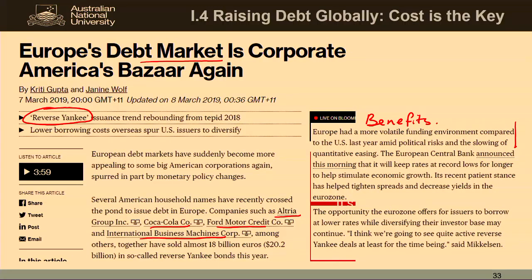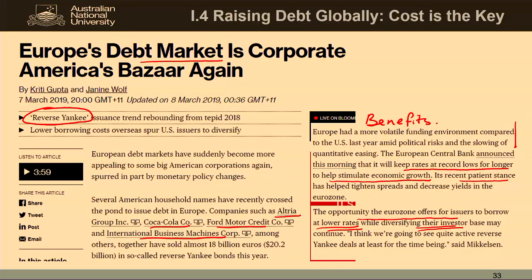But this year, the ECB announced this morning that it will keep interest rates at record lows for longer to help stimulate economic growth. Therefore, the patient stance has helped tighten spreads and made the European bond market much more appealing. The opportunity in the Eurozone allows issuers to borrow at lower rates while diversifying their investor base. So cost and diversification are really major important factors in this.